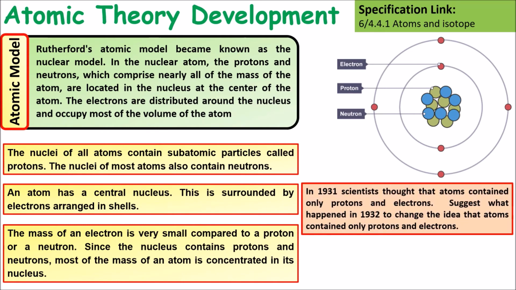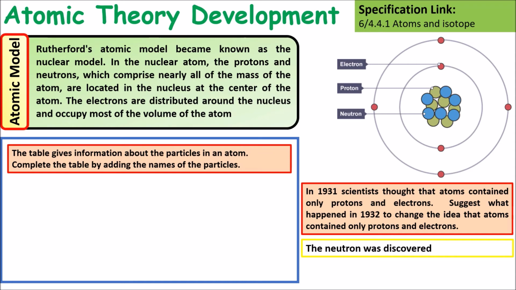So we look at this. In 1931, scientists thought that atoms contained only protons and electrons. Suggest what happened in 1932 to change the idea of this. It was the fact that the neutron was discovered.